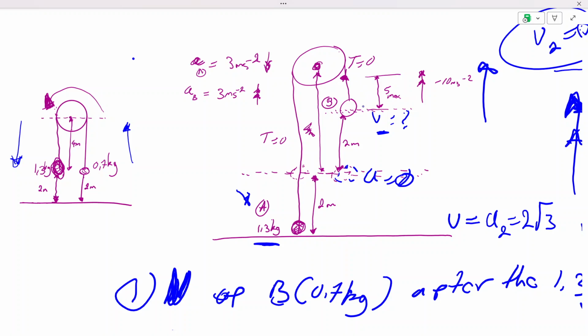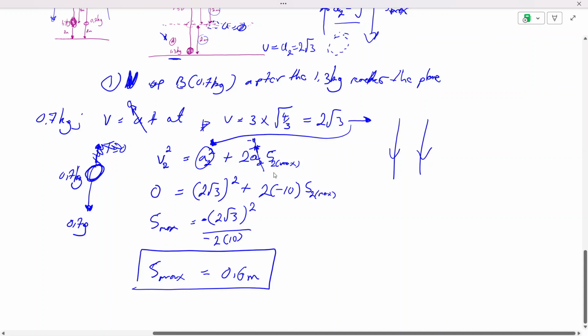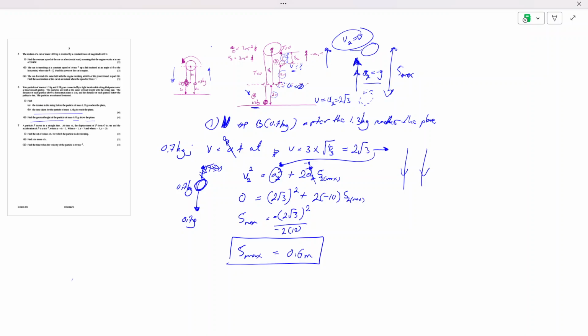for the 0.6 meters there. That is S max. Before it comes to rest, then it starts to fall now. 0.6 meters. Therefore, now the total distance that we have is 2. This 2 here plus this 2 plus 0.6 meters, which gives us the total maximum height from the plane, the total max height.